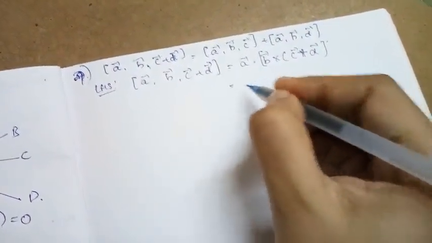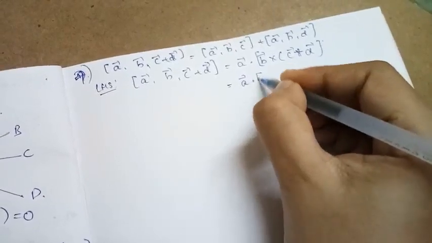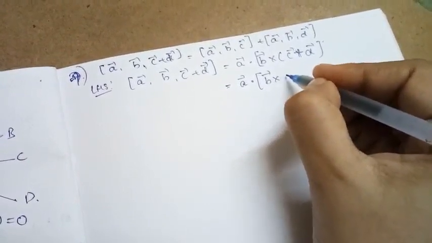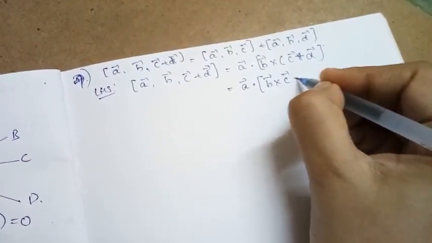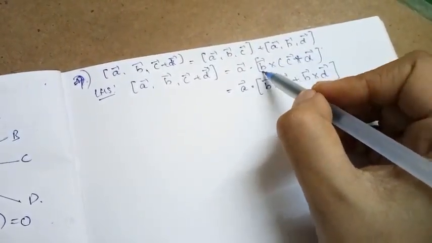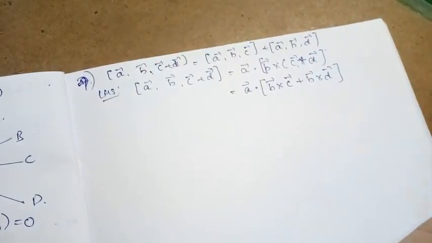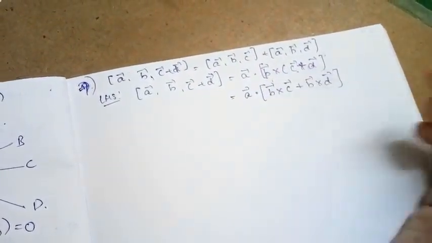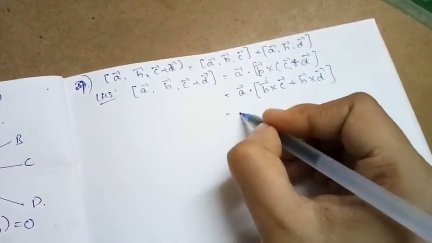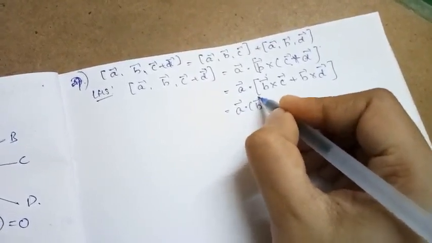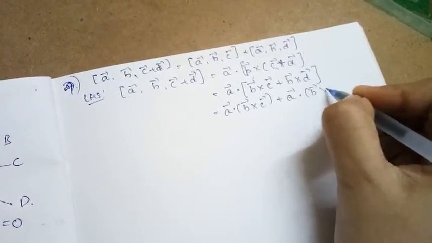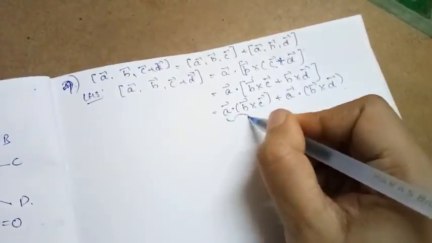So what does this become? Vector A dot, here it is vector C plus vector D, distributive property, vector B cross vector C plus vector B cross vector D. So I multiplied this vector B with respect to the two vectors, that is vector B cross vector C plus vector B cross vector D. Now I am multiplying this vector A to both the components, that is vector A dot vector B cross C plus vector A dot vector B cross D. So now look clearly, what does this become?